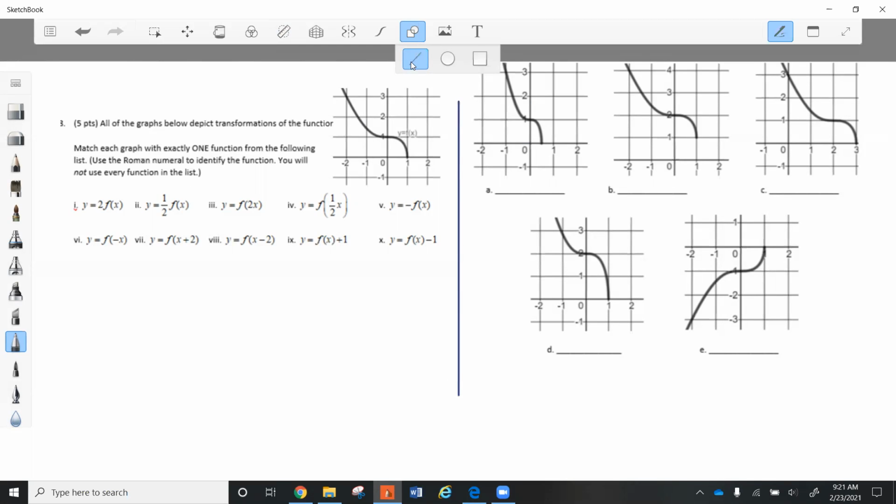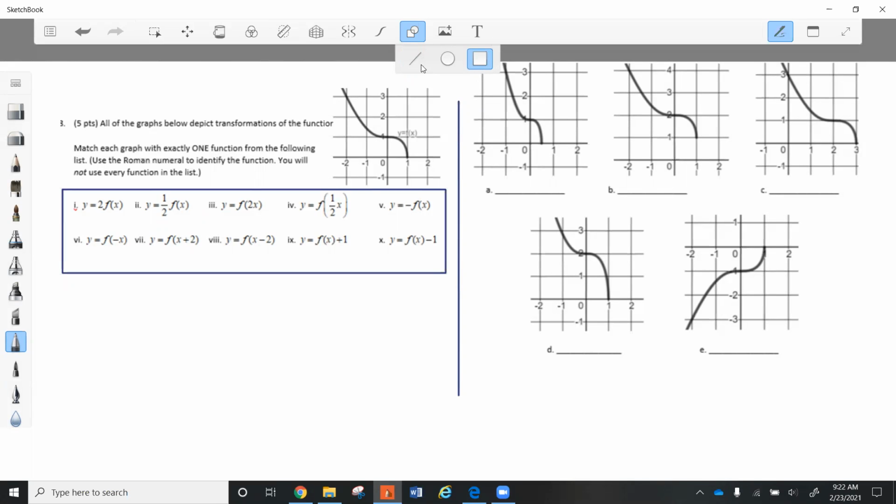So you've got these possible answers on the left, and they're numbered 1 through 10. And then what I want you to do is match each of these graphs with exactly one of the answers from this answer bank over here. Okay, give that a shot.